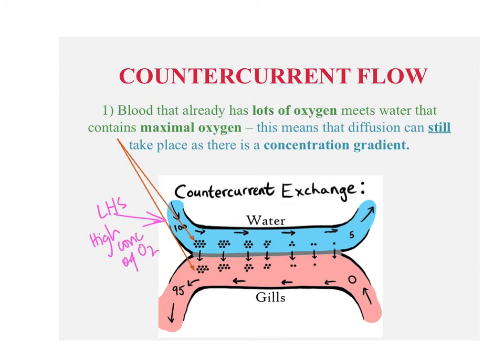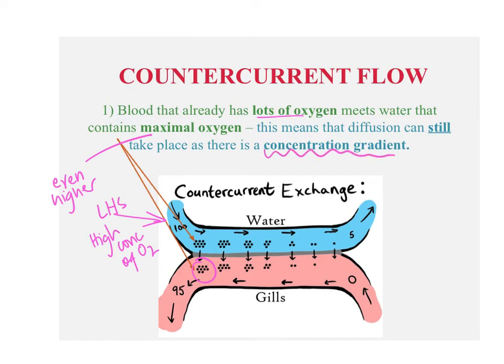And that means that none has moved out of that water yet. So let's start looking at it from the left-hand side. Blood over here at the bottom, where we've got lots of dots already, has lots of oxygen. But it meets water that has an even higher concentration of oxygen. It meets water that's got 100% oxygen in it. And we've still got a concentration gradient there.